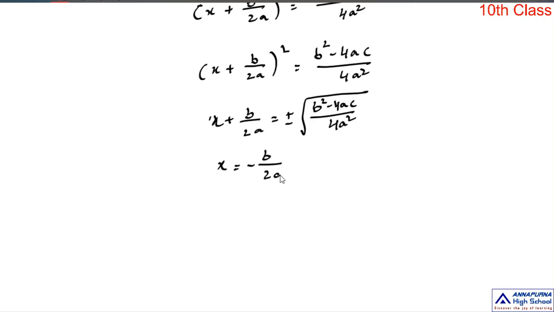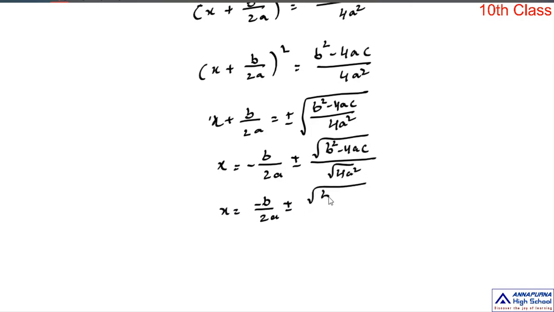to minus b by 2a plus or minus, apply this square root to the numerator and denominator separately. So square root of b square minus 4ac by root of 4a square. So x is equal to minus b by 2a plus or minus root of b square minus 4ac by root of 4a square, root 4 value is 2 and root a square value is a.